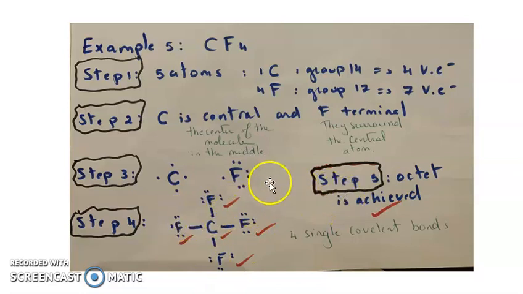So in this case, octet is achieved. If you count for each atom, it has 8. Let's check just for carbon. 1, 2, 3, 4, 5, 6, 7, 8. Same thing for each fluorine.